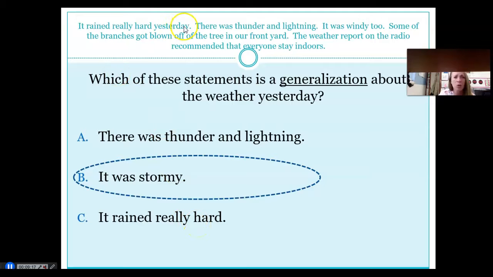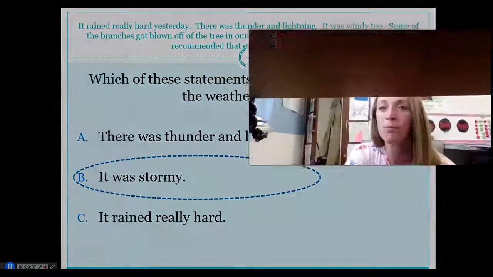Well, it said that in the story, but it also said it was thunder and lightning and that it was windy and some of the branches got blown off. That's not just about it raining really hard. That whole thing is about it being stormy. When it's stormy, it rains hard, there's thunder and lightning, there could be damage. So when you think of a generalization, you need to remember that it's what it is mostly about. What is that whole thing about? It's not just one little piece, it's the entire thing.